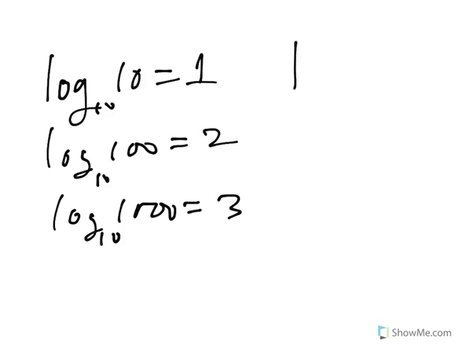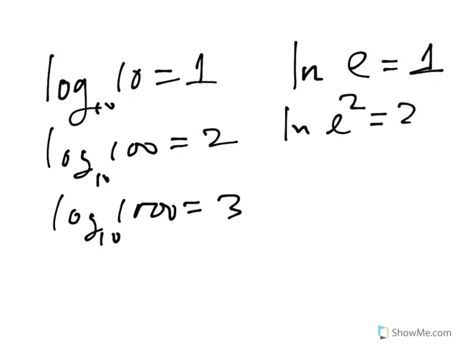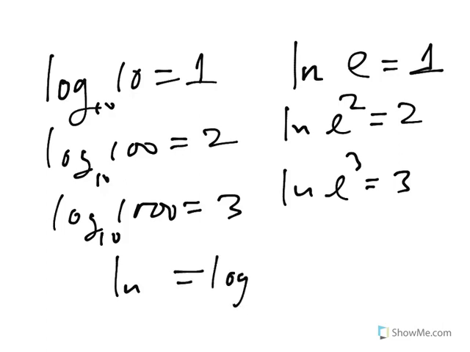Well, there's also something called ln, and ln of e would be 1, and ln of e squared would be 2, and ln of e cubed would equal 3, because ln is the same thing as log base e. So ln of 10, for instance, is the same thing as log base e of 10. Log base e of 10 is saying e to what power equals 10. Well, e is a little less than 3. 3 squared is 9, so it's got to be bigger than 2, and it ends up being about 2.3.